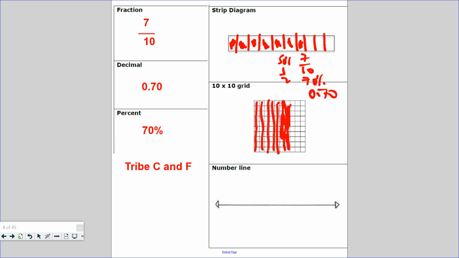Yes, it is. And then our number line, this is 0, this is 1. I know 1/2 is in the center, and I know this is more than half, or 50%, so 7/10 will probably be somewhere right here.